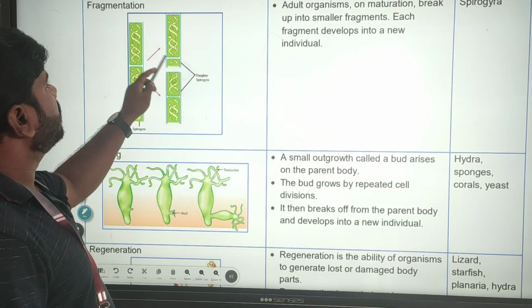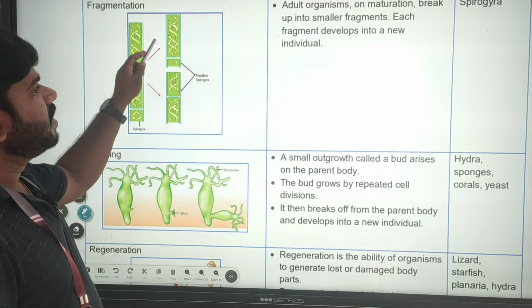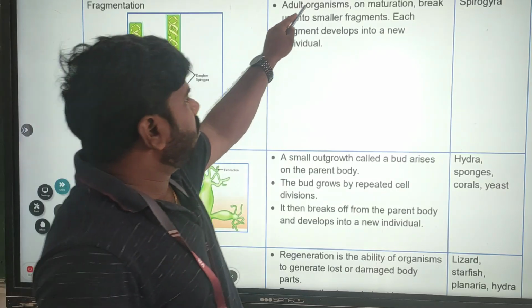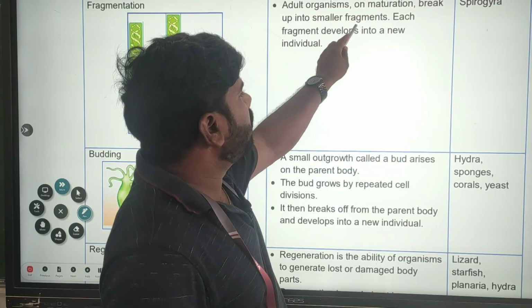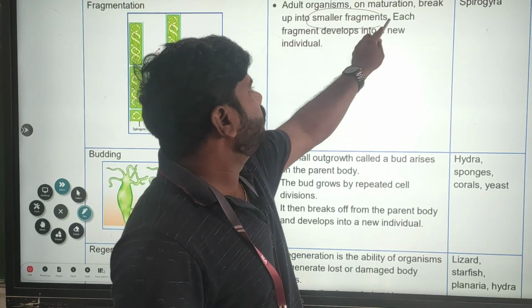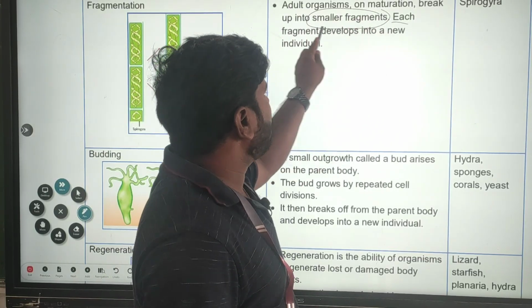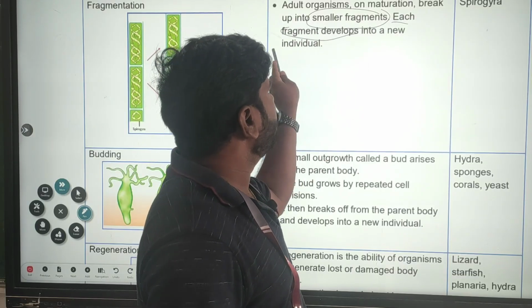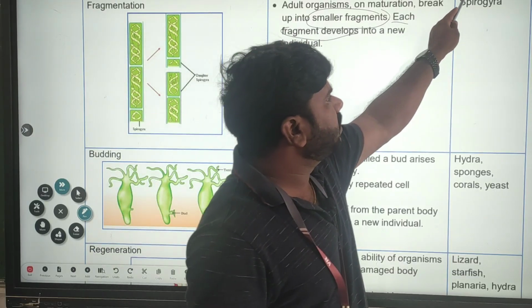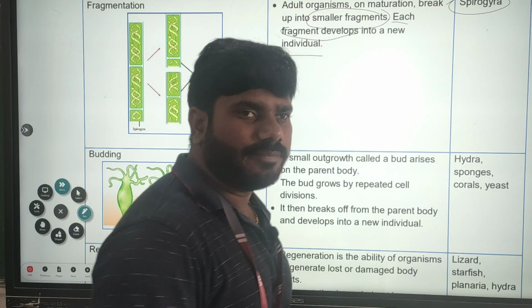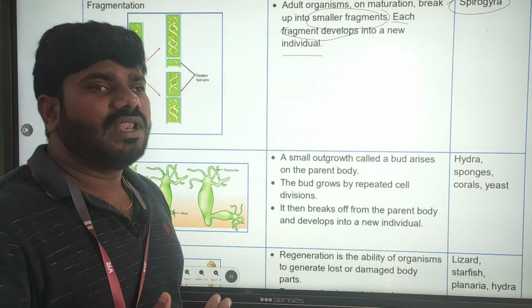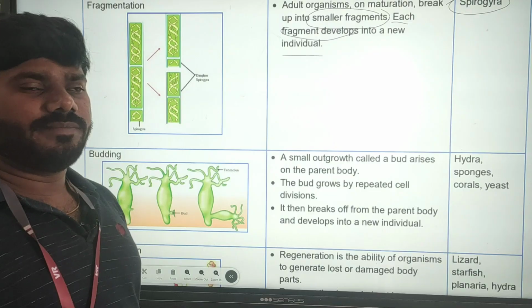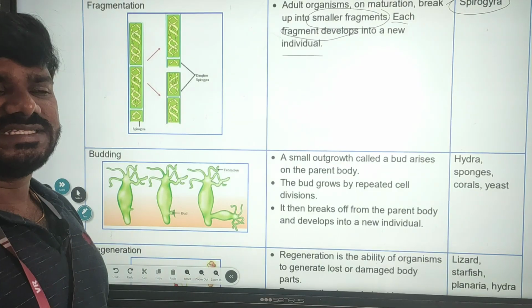Okay, we will see fragmentation. An adult organism on maturation breaks up into smaller fragments. Each fragment develops into a new individual. An example we will see is Spirogyra. Spirogyra breaks down its body into many pieces.